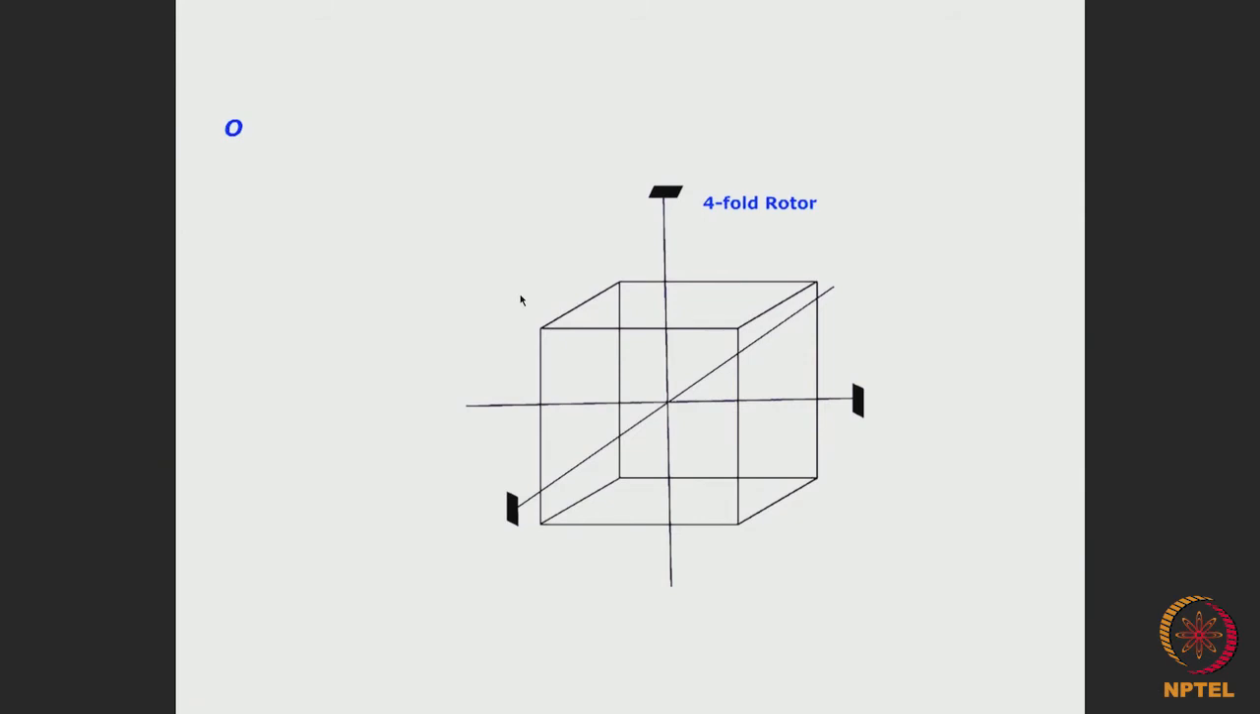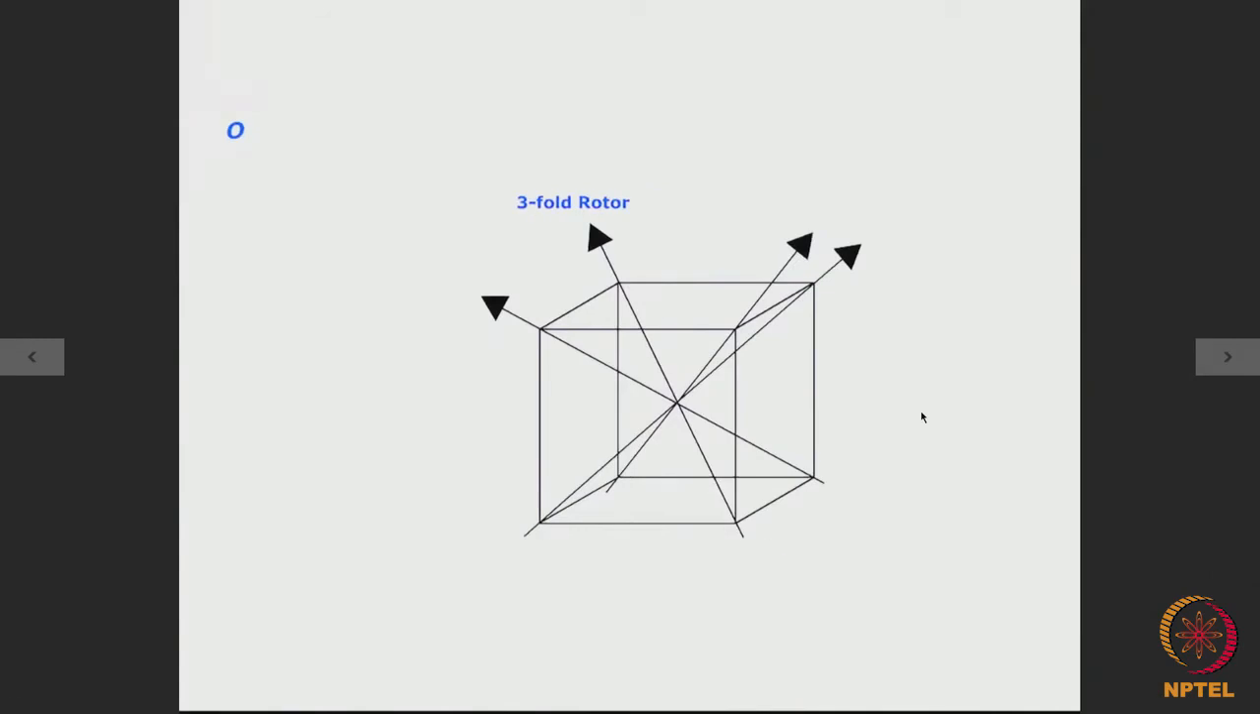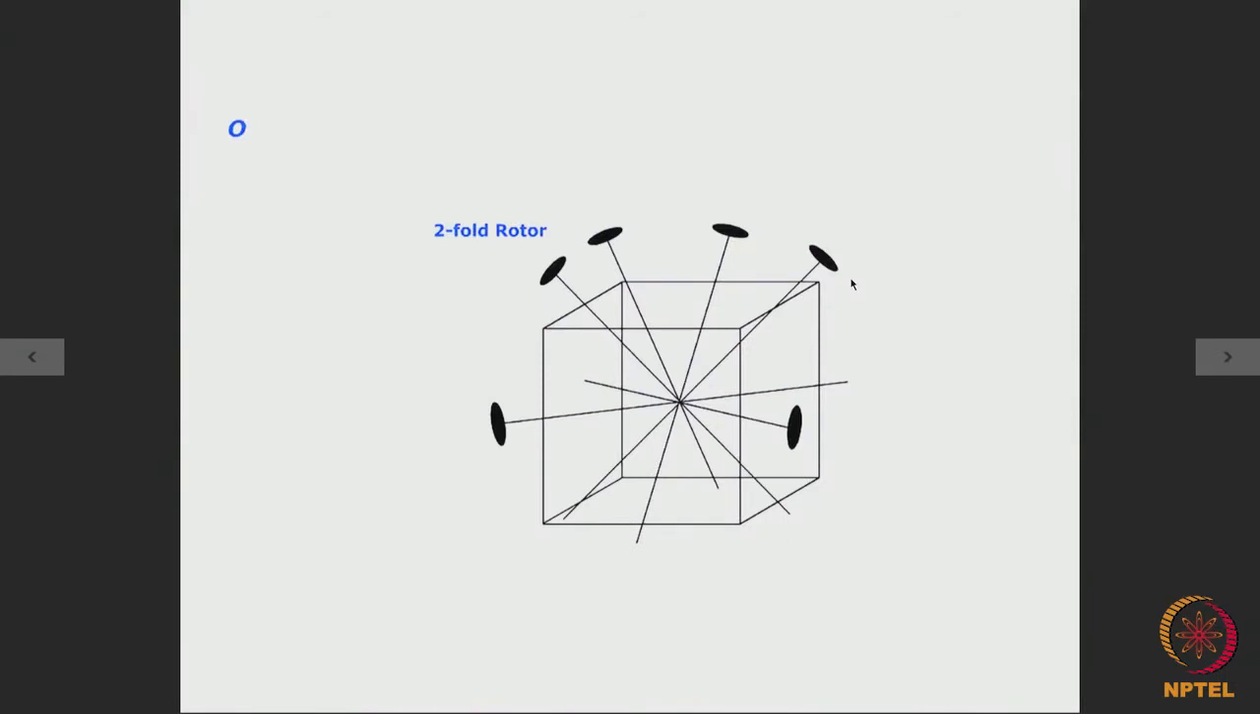Then another combination of symmetry elements is designated as capital O in the Schoenflies system, and in this there are three four-fold rotors plus four three-fold rotors plus six two-fold rotors. So the O in the Schoenflies system refers to a point group containing three four-fold rotors, four three-fold rotors, and six two-fold rotors.